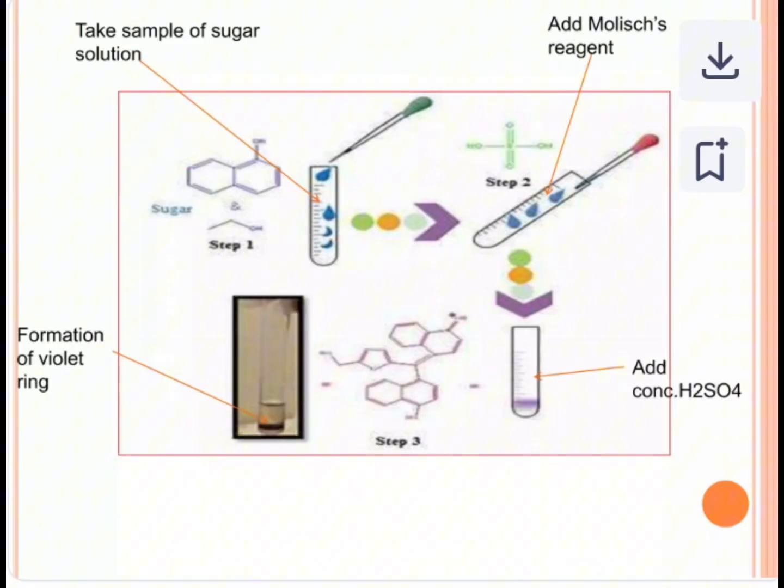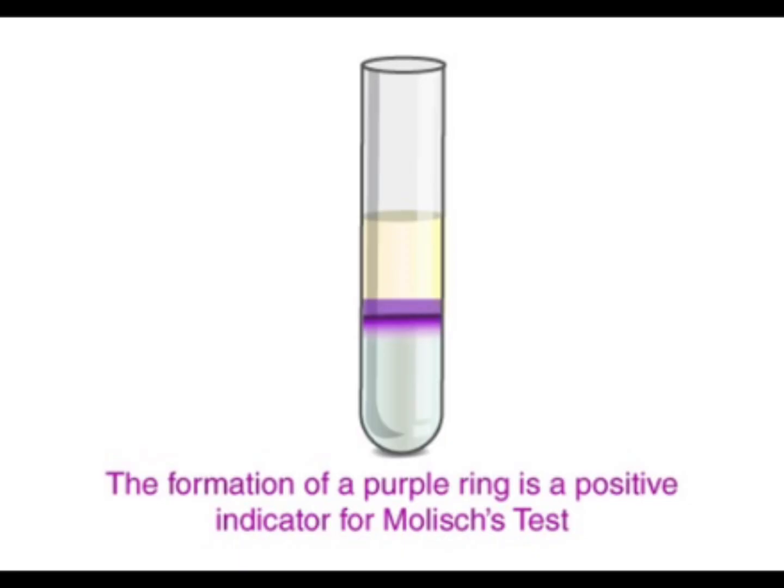Here are the procedures of the Molisch test. First, prepare the Molisch reagent by adding alpha-naphthol in 10% alcoholic solution. Second, take 2 ml of given sample solution in a clean test tube. Third, add 2 to 3 drops of Molisch reagent slowly. Fourth, now add concentrated sulfuric acid along the sides of the test tube. Fifth, the acid forms a layer at the bottom. Lastly, if there is a formation of a violet ring, then the presence of carbohydrate is confirmed.